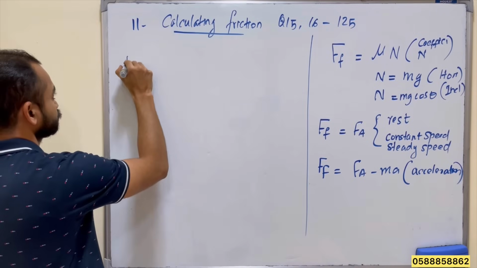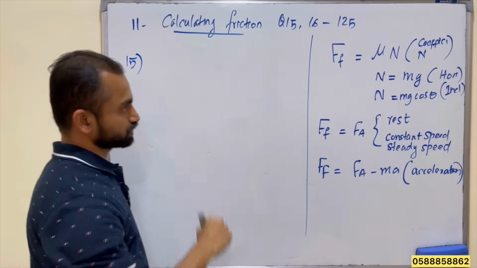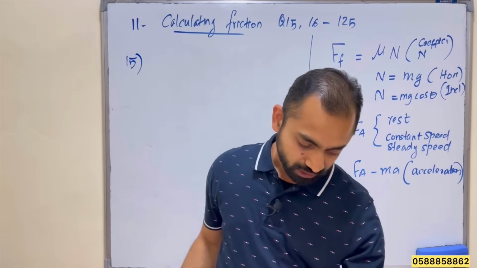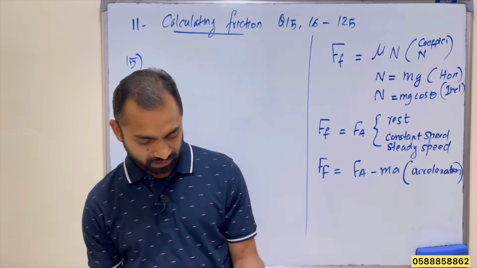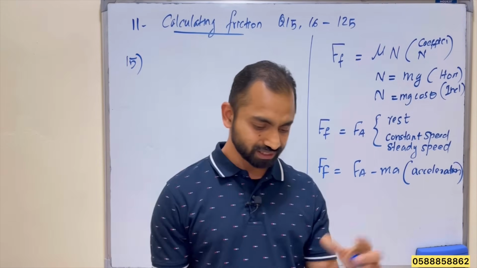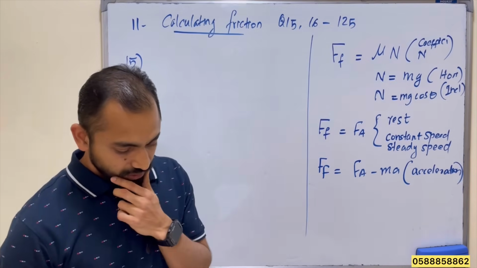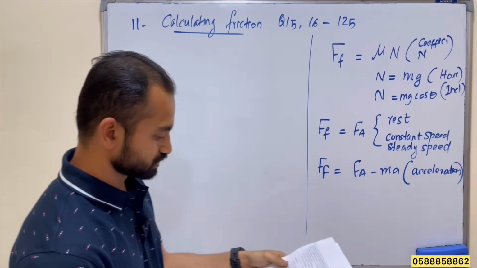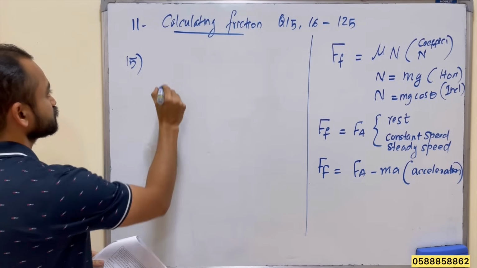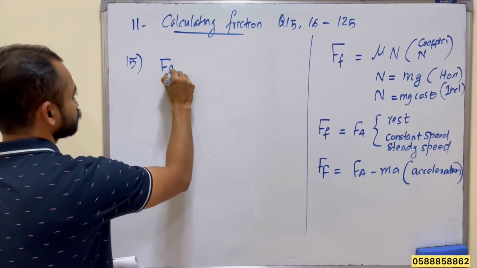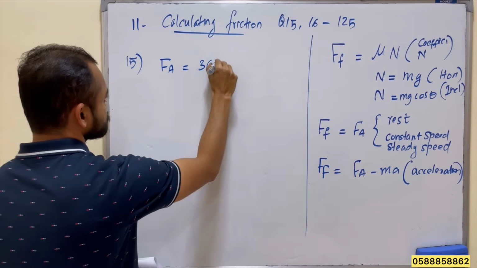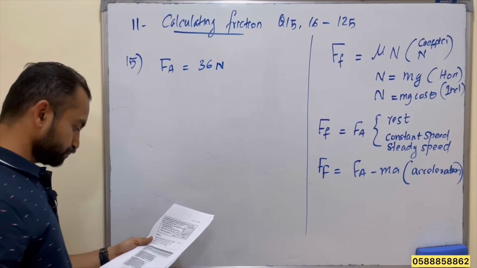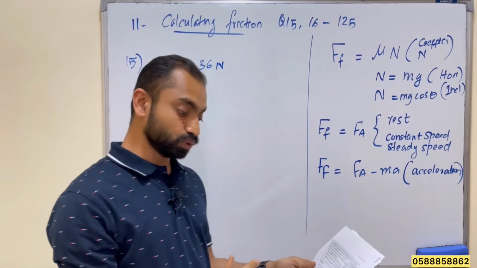Question number 15 from page number 125 of the textbook. Given: a name is not given. He exerts a 36 Newton horizontal force as he pulls. So he is applying a force, applied force is 36 Newton, as he pulls a 52 Newton sled.